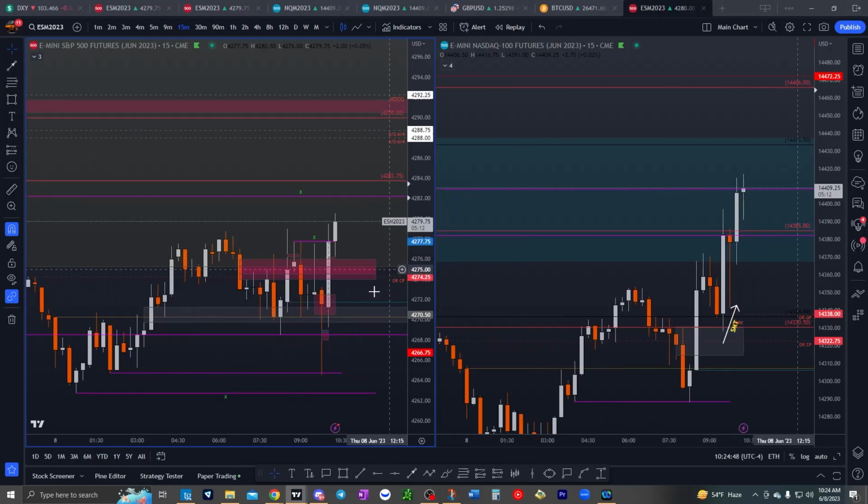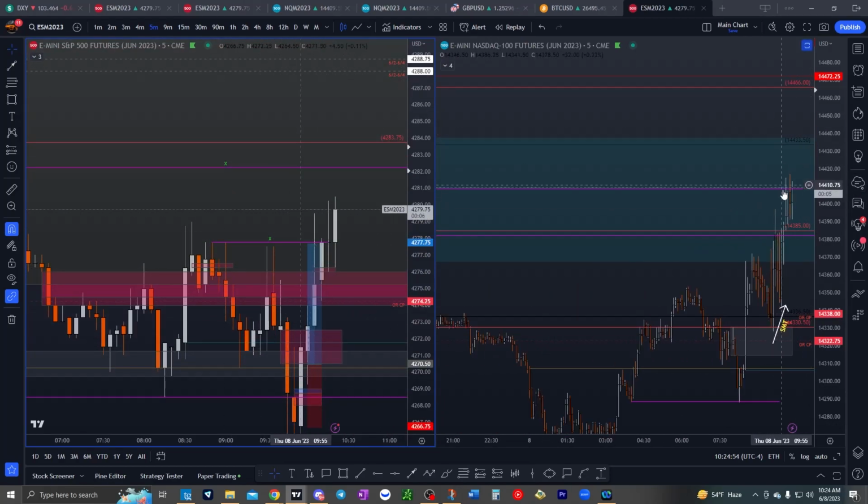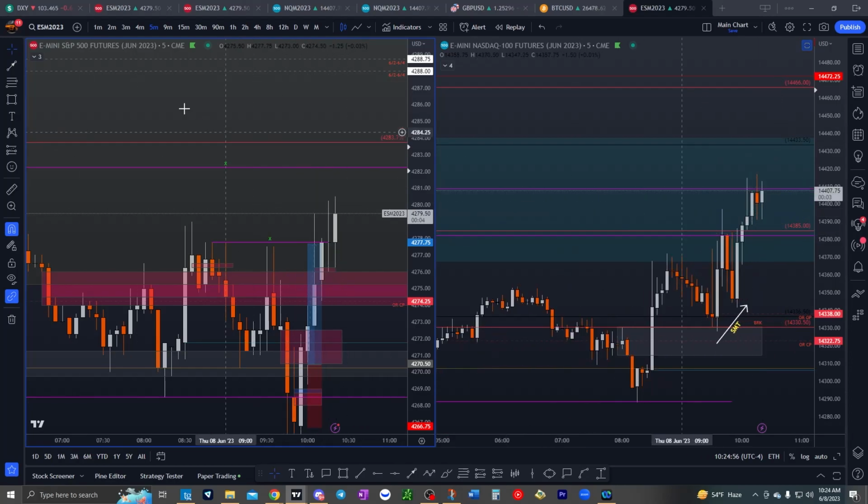So that's why I just set these alerts. So I'm looking at price action. 5-minute time frame, indecisive candle. We poke the high one more time. We close back on in on NASDAQ.